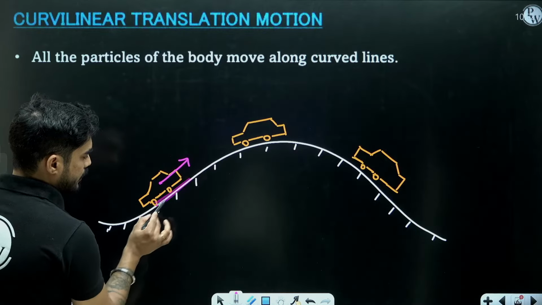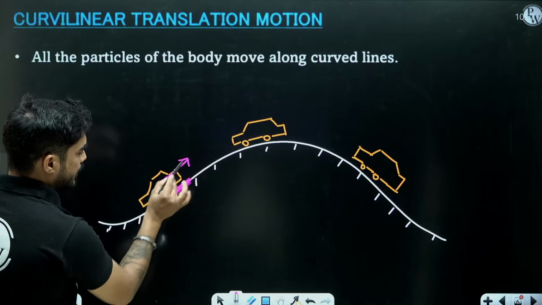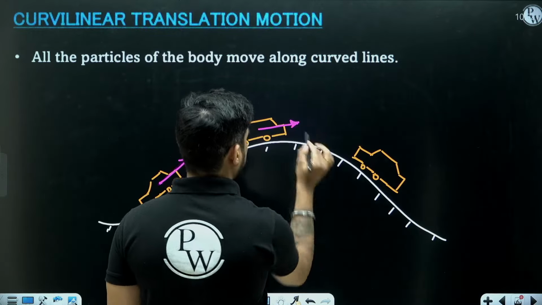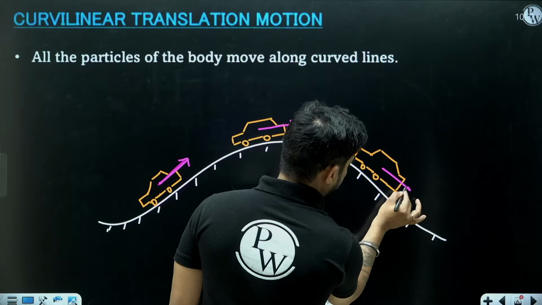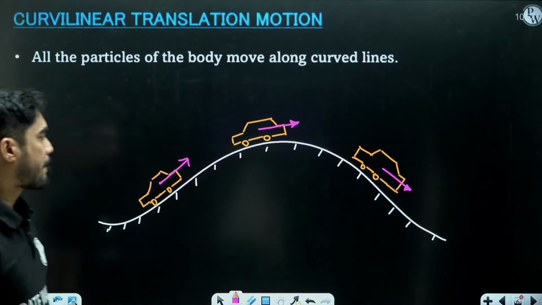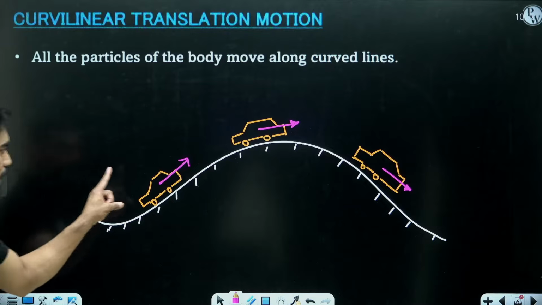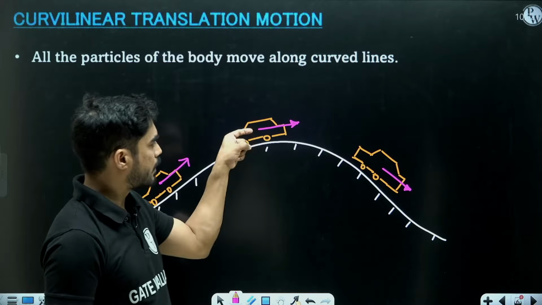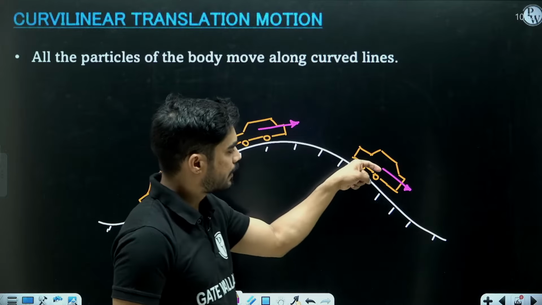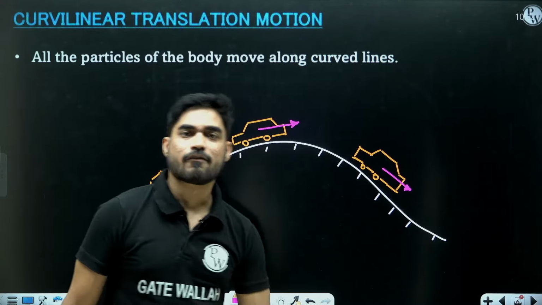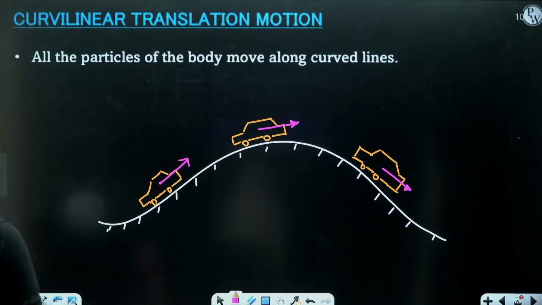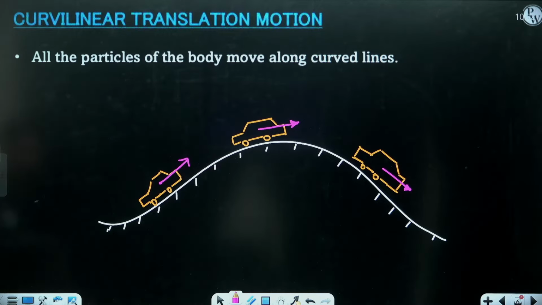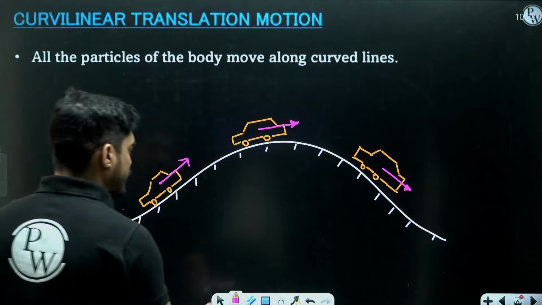So let's consider this as a path. It will be tangential to the path. Here it will be something like this. Here it will be something like this. Now if I resolve this velocity, I will get a velocity in x, a velocity in y. Same here, velocity in x, velocity in y. Same here, velocity in x, velocity in y. So this is a two-dimensional translational motion. Now understand this fact.